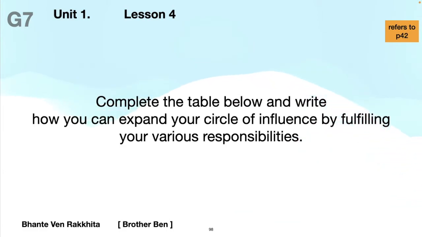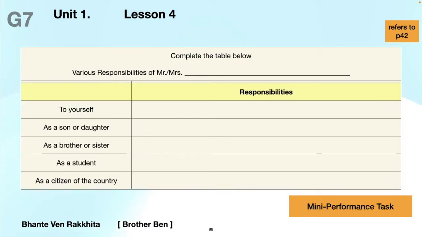Complete the table below and write how you can expand your circle of influence by fulfilling your various responsibilities. So the table, you can use this one. It's slightly different in the PDF or the book. Complete the table below. You've got various responsibilities of Mr. or Mrs. such and such. Then yourself, the responsibilities are, and then as a son or daughter, your responsibilities are, as a brother or sister, your responsibilities are, as a student, your responsibilities are, and as a citizen of the country, your responsibilities are.